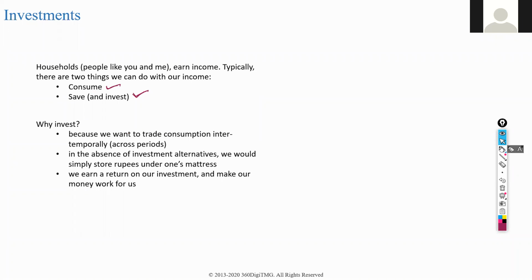Why do you need to invest in the first place, right? Because we want to trade consumption intertemporally across periods, meaning maybe you want to save your money a bit and invest it once in 3 months for maybe an international travel, or maybe once every 3 months you want to purchase some latest gadget, or for whatever purpose. You don't want to consume the entire money here, and you want to consume that across various time periods. For that, you need to save, you need to invest. Saving does not mean take money and put it under your mattress. If you do that, it becomes useless, right? You're not effectively using your money.